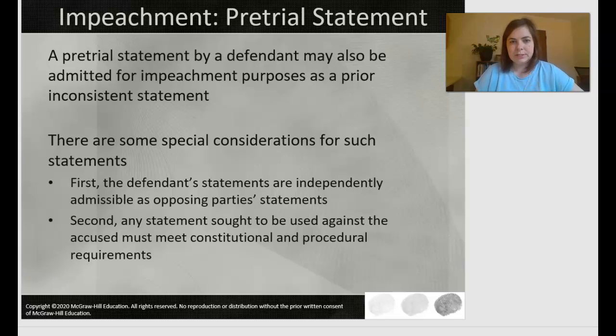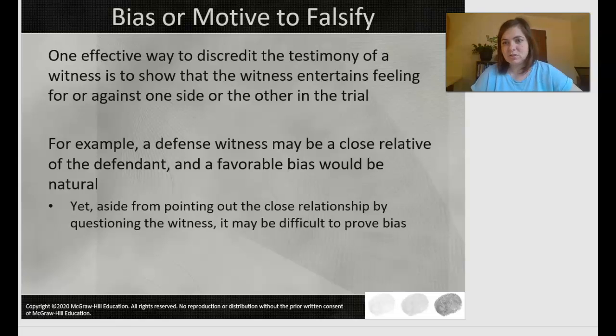When we're working with a pretrial statement, we're looking generally at the defendant's statements being independently admissible as opposing party statements, and any of these inconsistent statements need to meet constitutional and procedural requirements. So you cannot use something that violated the defendant's rights. Another effective impeachment tactic is bias. So this would be that the witness is a close relative or an employee or something along those lines, where they have a reason to hope to support one side over the other.